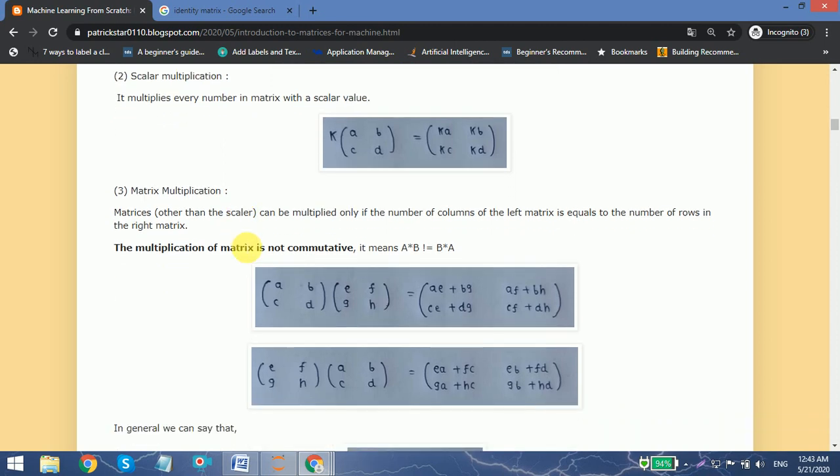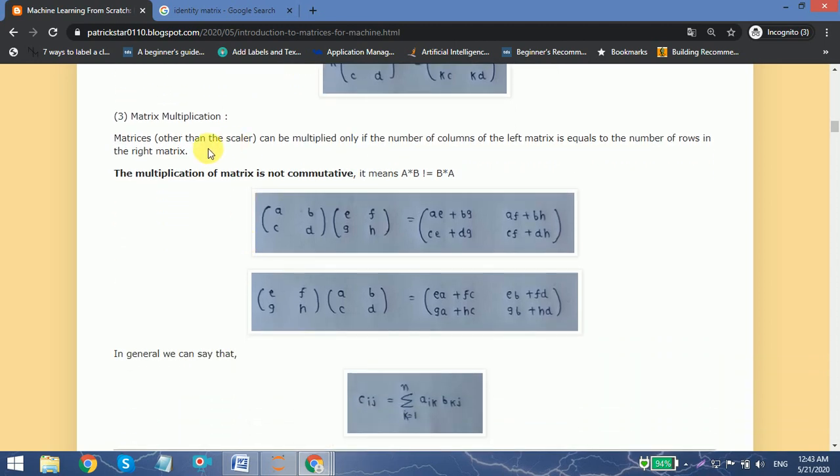Okay, moving forward to point 3, that is matrix multiplication. Matrices other than scalars can be multiplied only if the number of columns of the left matrix is equal to the number of rows in the right matrix. And the multiplication of matrices is not commutative. It means that the multiplication of A and B does not equal the multiplication of B and A. That's a point to keep in mind. Okay, so here we are going to see how we can actually multiply the matrices.